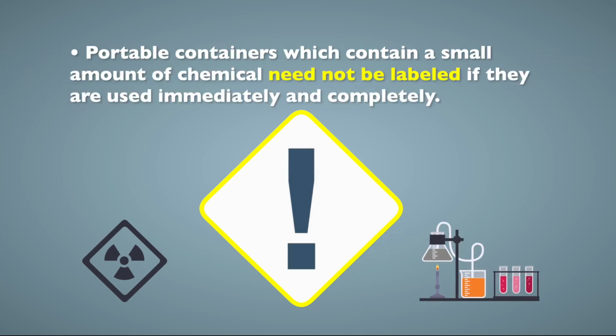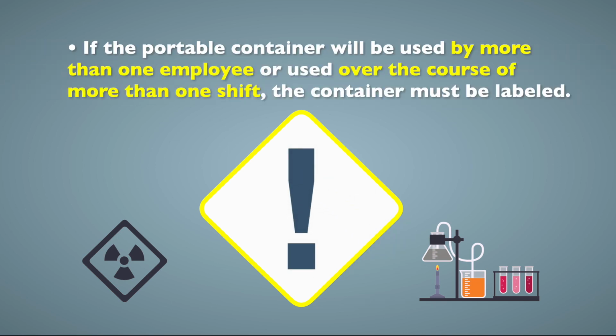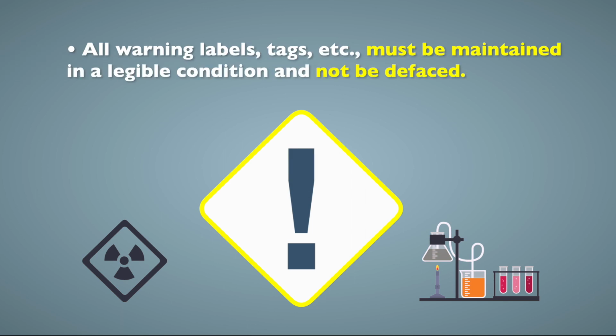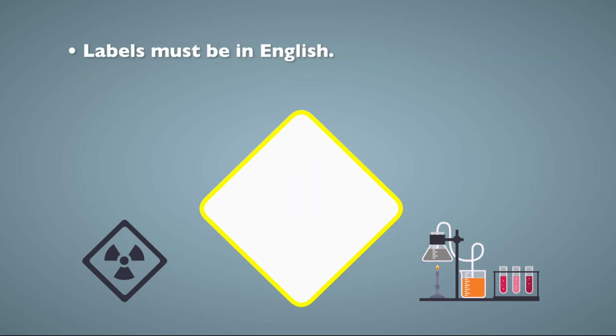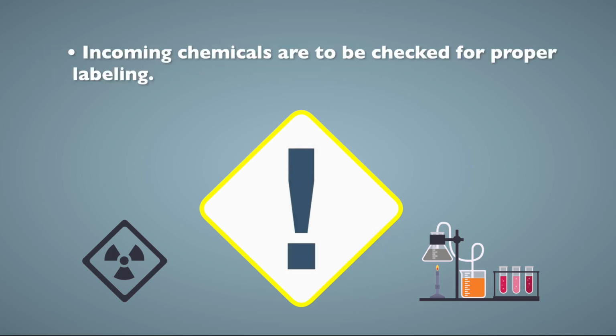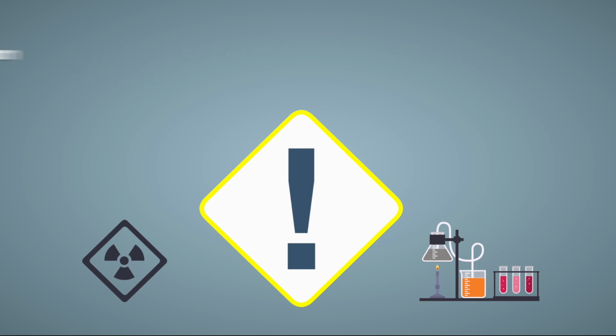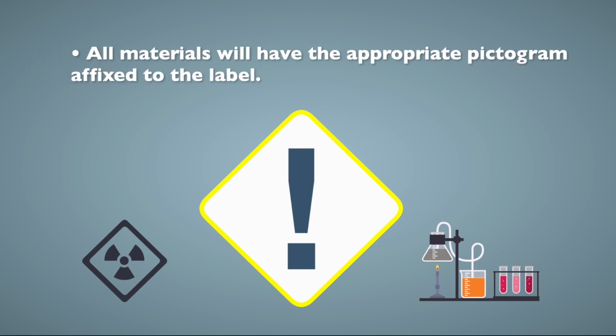Portable containers which contain a small amount of chemical need not be labeled if they are used immediately and completely. If the portable container will be used by more than one employee or used over the course of more than one shift, the container must be labeled. All warning labels, tags, etc. must be maintained in a legible condition and not be defaced. Labels must be in English. Incoming chemicals are to be checked for proper labeling, and all materials will have the appropriate pictogram affixed to the label.